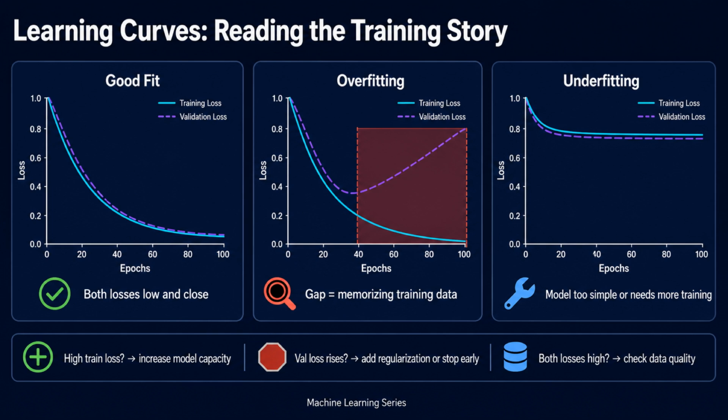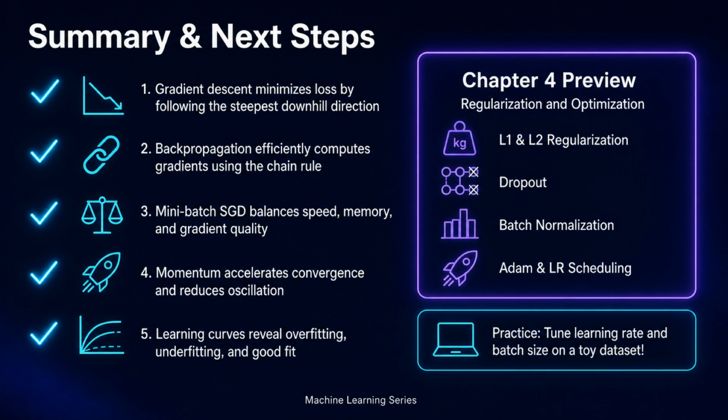Let's recap what we covered in Chapter 3. Training is an optimization problem, finding parameters that minimize the loss function. Gradient descent updates parameters opposite to the gradient direction, and backpropagation computes these gradients efficiently using the chain rule. Mini-batch training balances gradient quality with computational efficiency.